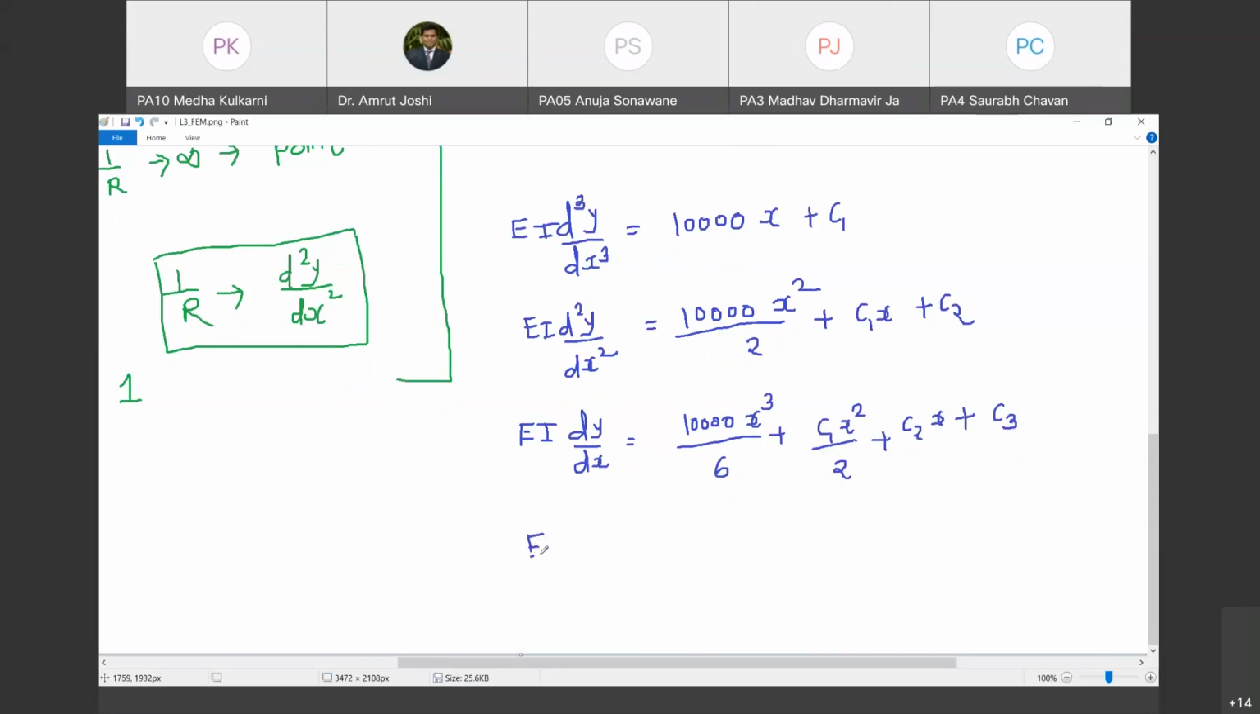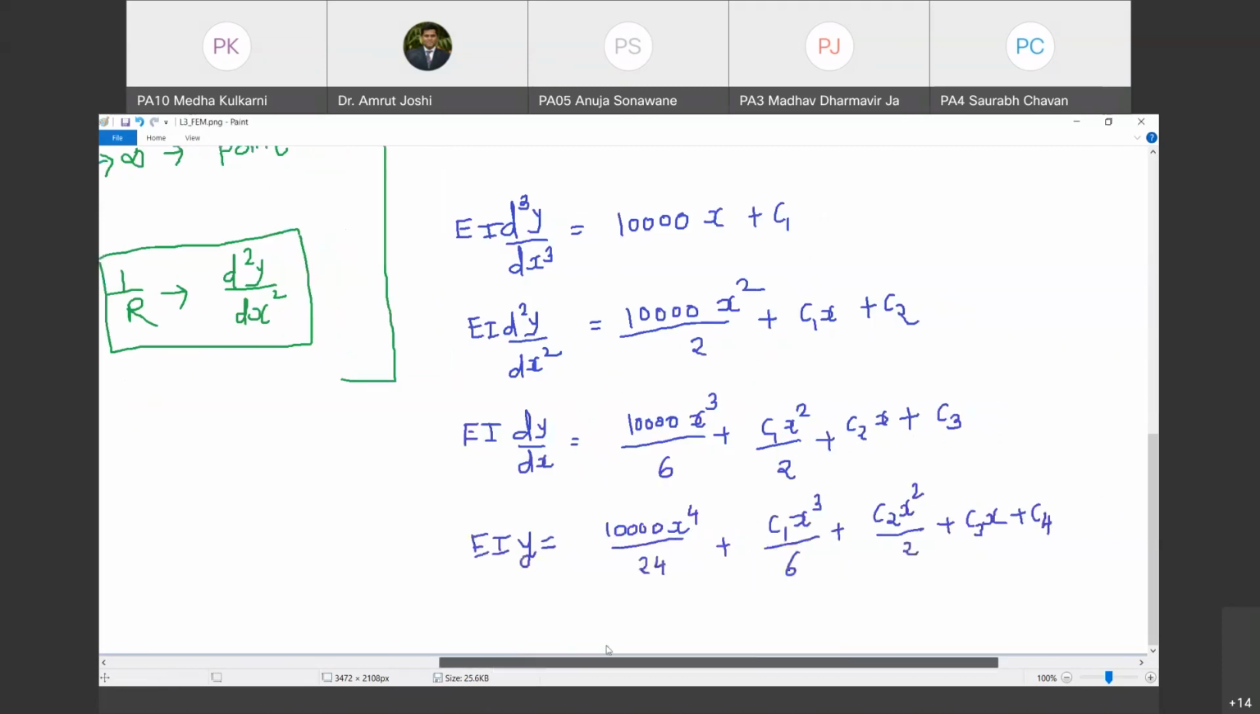Let us integrate it once more. So I get EI y. Now that's the solution. I get y as a function of x here. EI y is equal to 10,000 x raised to 4 by 24 plus C1 x cube by 6 plus C2 x square by 2 plus C3x plus C4. And now the only job remaining is finding out this C1, C2, C3, C4. Do you agree with me? Yes, sir.